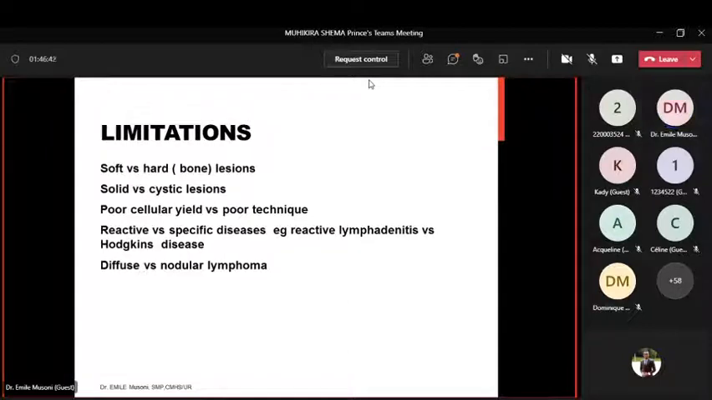Limitation: it is not done on the bone. And it doesn't give staging or grading of the tumor. For example, if it is a lymph node, you can't say whether it is a diffuse or nodular lymphoma. You can only show that it is malignant.